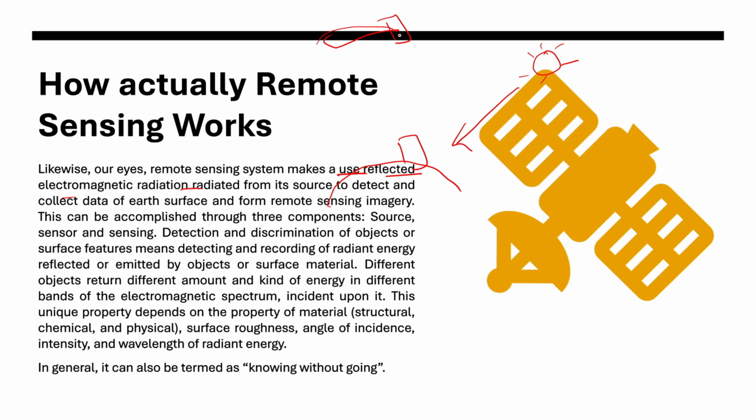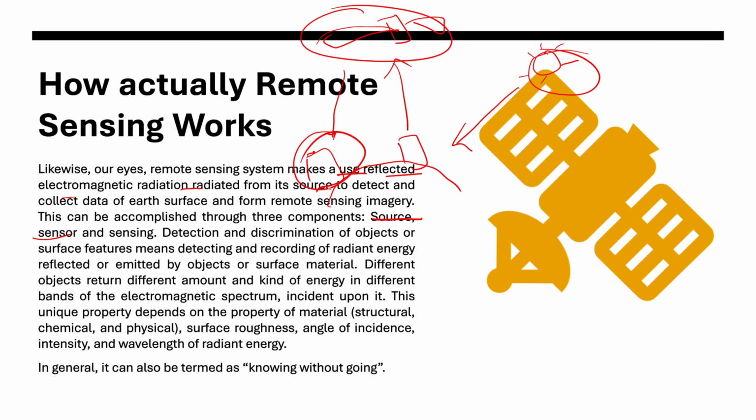The sensor measures the radiation. The first is the source, the second is the sensor, and then sensing, where the energy is transferred to the station where it can be interpreted. Detection and discrimination of objects or surface features means detecting and recording the radiant energy reflected or emitted by the object or the surface material.